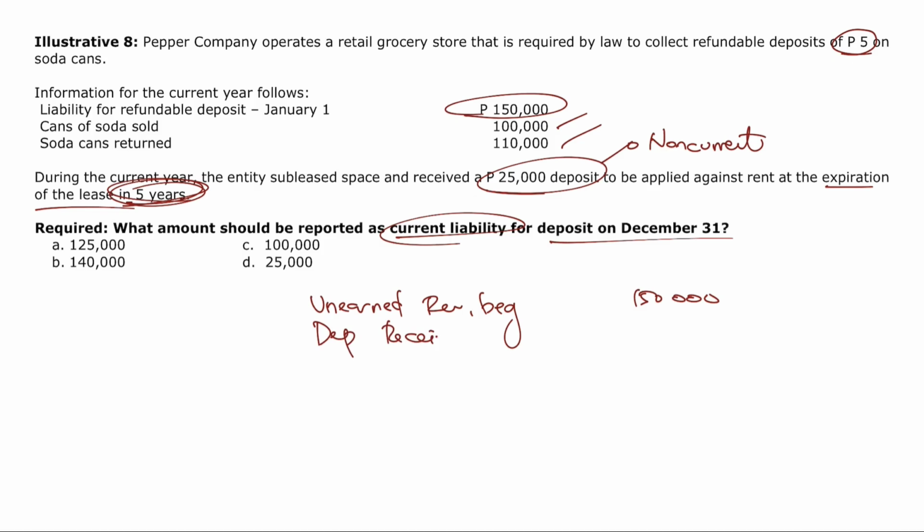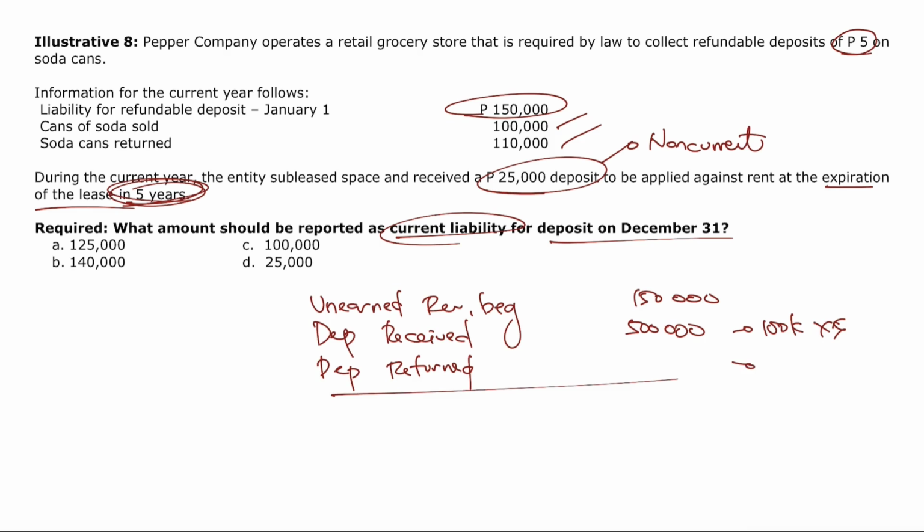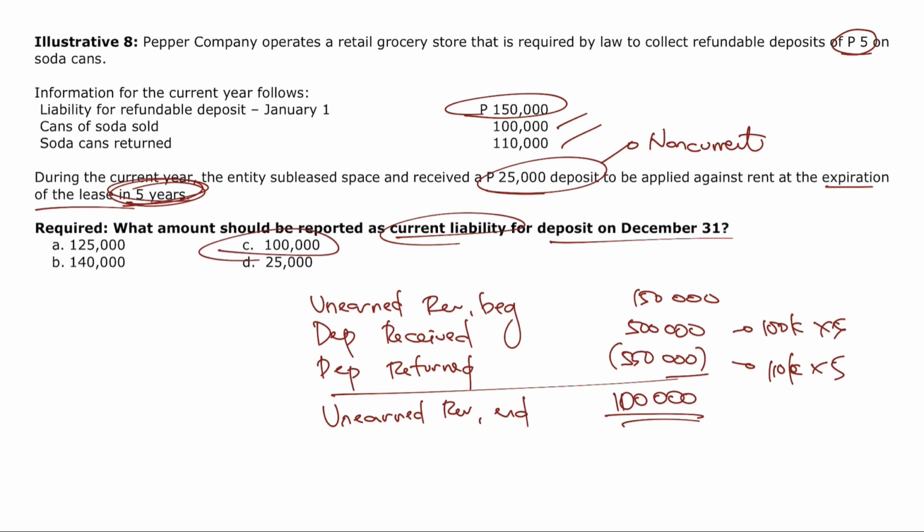Deposits received during the year, magkano? Well, that's equal to 100,000 cans times 5 pesos, or that's equal to 500,000. Then deposits returned during the year, magkano po? Well, that's equal to 110,000 times 5 pesos, or that's equal to 550,000. So, ibig sabihin dito, ang unearned revenue na lang natin at the end of the year will be equal to how much? That's 150,000 plus 500,000, then minus 550,000, or this is equal to 100,000. So, illustrative problem number 8, Charlie will now be our final answer. Okay?